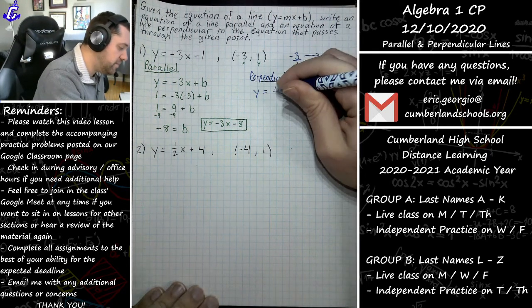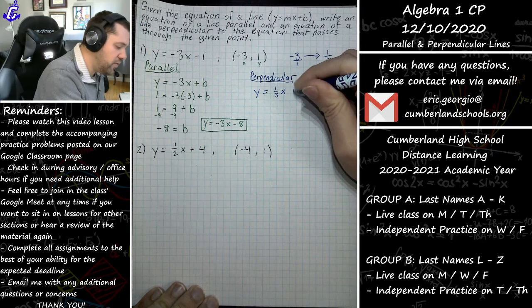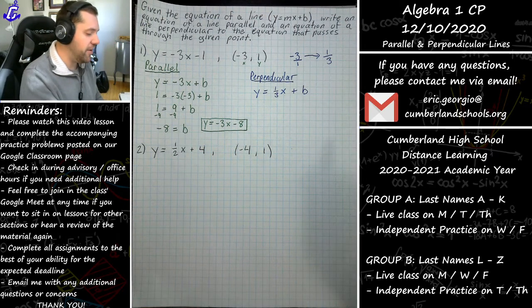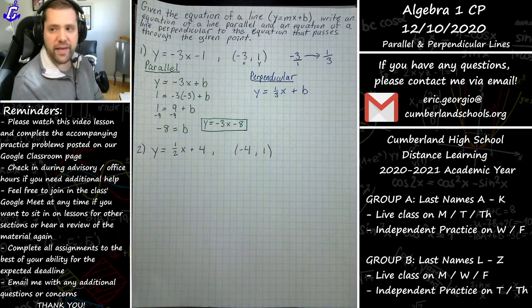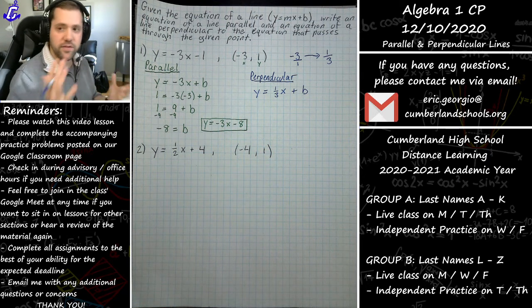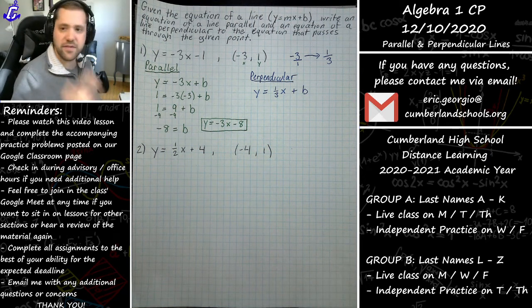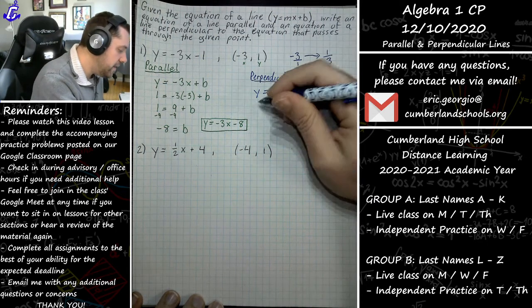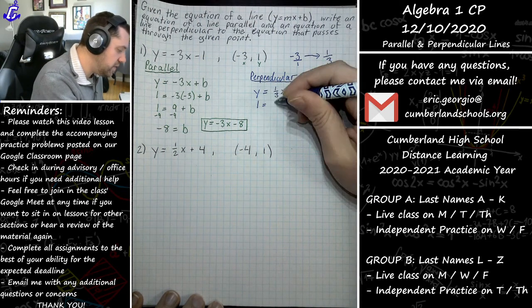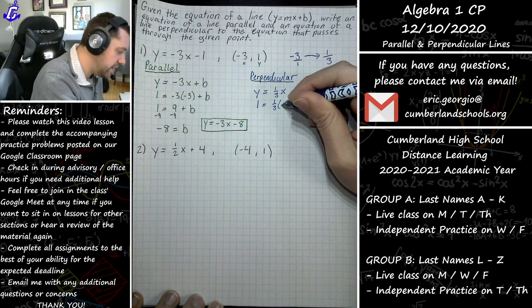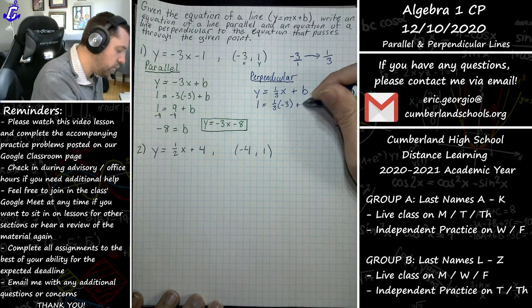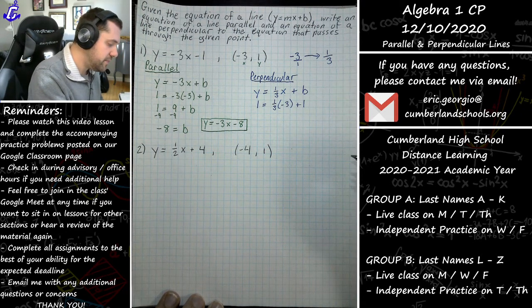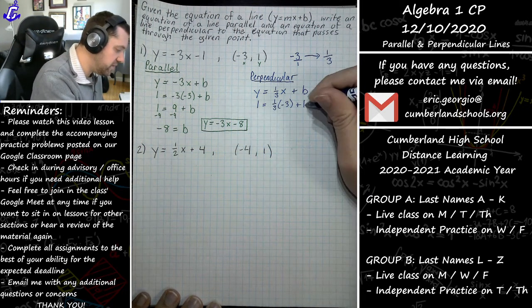So that's my slope. I don't know what my y-intercept is yet, though. I have to actually use that point in order to find it. But we can do that, right? We've done that in the past couple days. So I can say, given this x and this y, it would have to be true that 1 should equal 1/3 times negative 3 plus b.